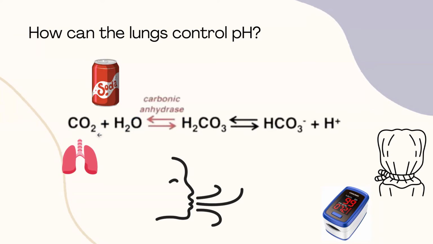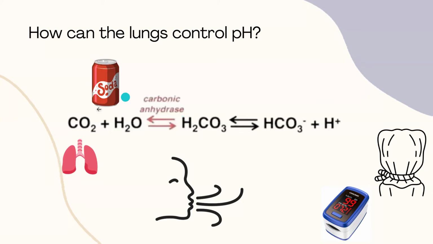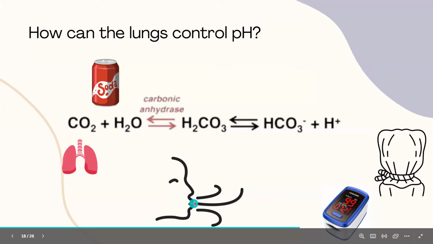And how do we do that? Well, we can breathe out more CO2. If we breathe more CO2 out, we have less CO2 now. So carbonic acid is more likely to become CO2. And that's the control from the lungs. This is hyperventilation. When you breathe a lot, you're removing CO2.